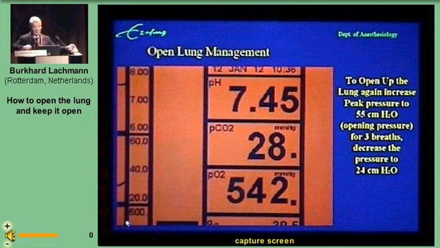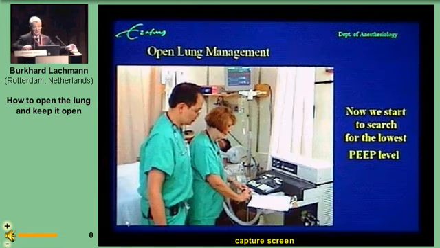Now the PO2 is 542. Wonderful. That means now we found for our patient the lowest upper pressure limit. The next point which we have to do is to search for the lowest PEEP level.